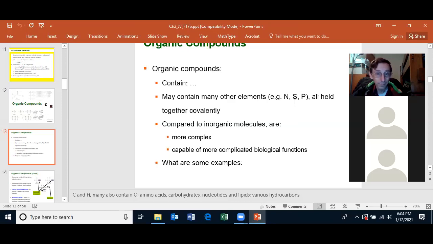Like organic acids and amino acids, that's what I'm trying to say. You can find nitrogen in amino acids, that's an organic compound. Phosphorus you can find in DNA, that's an organic compound. Compared to inorganic compounds, the organic compounds are much more complex, and they are capable of more complicated biological functions.